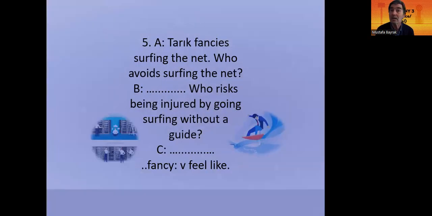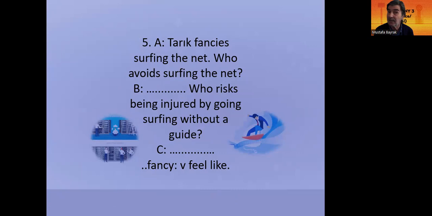Dialogue 5. Tarık fancies. Let's immediately remember feel like. Okay? Exactly the same. Maybe 99% the same. Of course, there may be a nuance between them. Tarık fancies surfing the net. Or Tarık feels like surfing the net. Who avoids surfing the net? Just the opposite. Nadir avoids surfing the net.